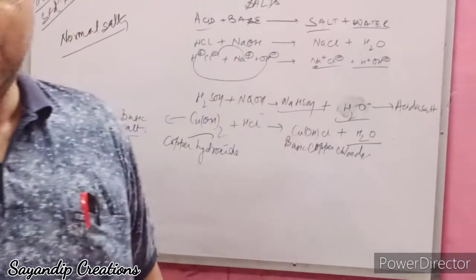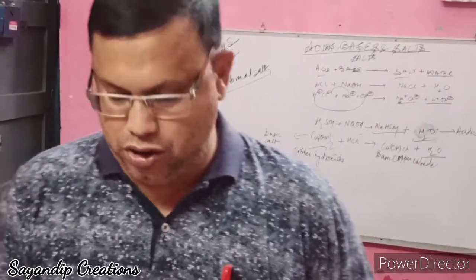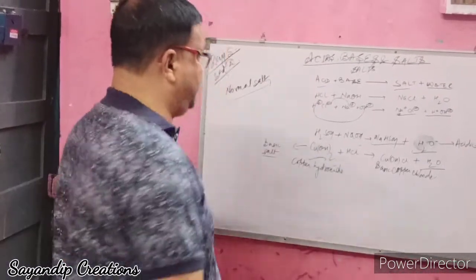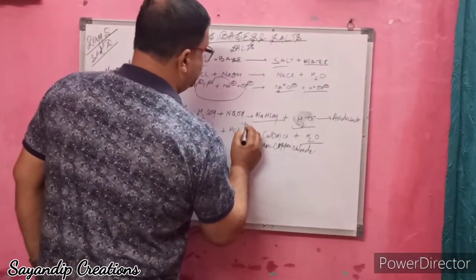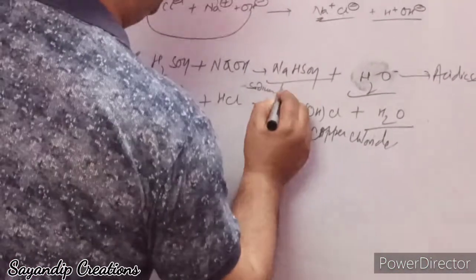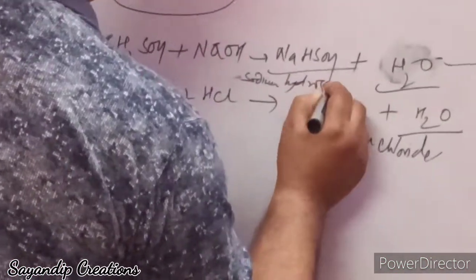Now, coming to the acidic salt, this is sodium hydrogen sulfate. One more, I have not written the name. Sodium hydrogen sulfate.